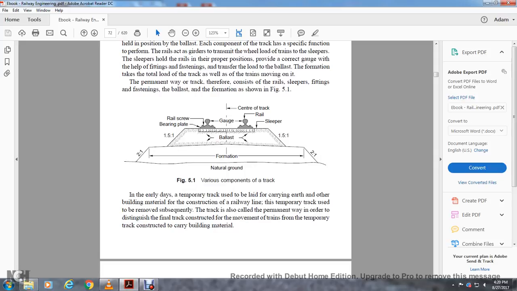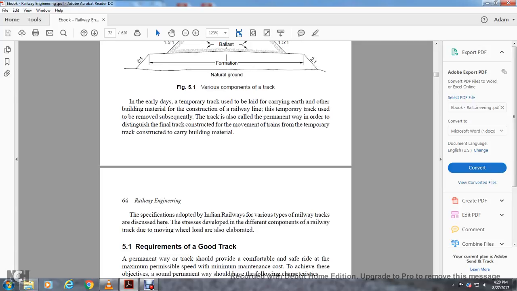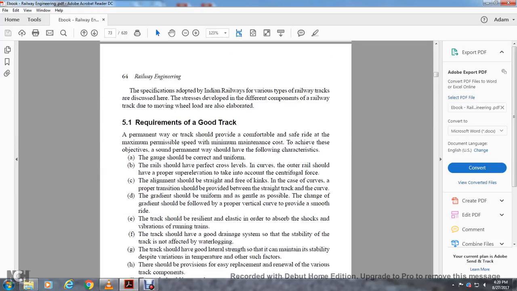In early days, a temporary track was used to carry building materials during construction of the railway line, and it was removed subsequently. The final track is called the permanent way in order to distinguish it from the temporary track constructed to carry building material. The specifications adopted by the Indian Railways and the various types of railway tracks are discussed here, and the stresses developed in the different components of the railway track due to the moving wheel load are elaborated.